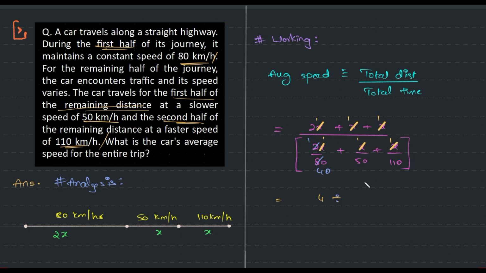Okay, so I'll use calculator, that you guys can do on your own. 1 by 40 plus 1 by 50 plus 1 by 110. That's a weird number. So 119 divided by 2200. Yeah, I got it right. So this is a weird number. So this is 8800 by 119 kilometer per hour.